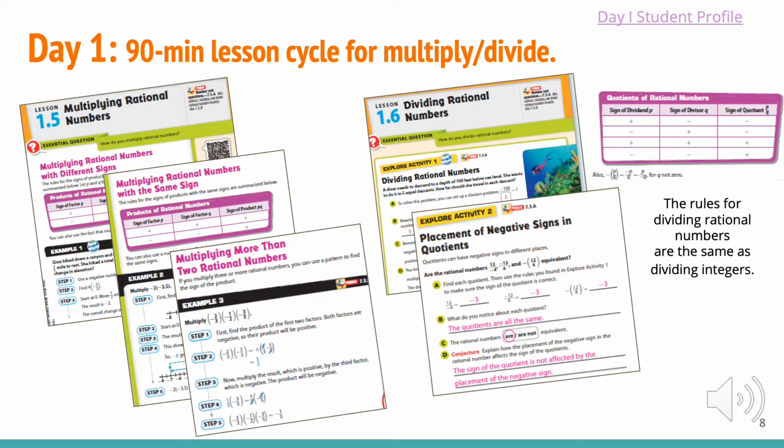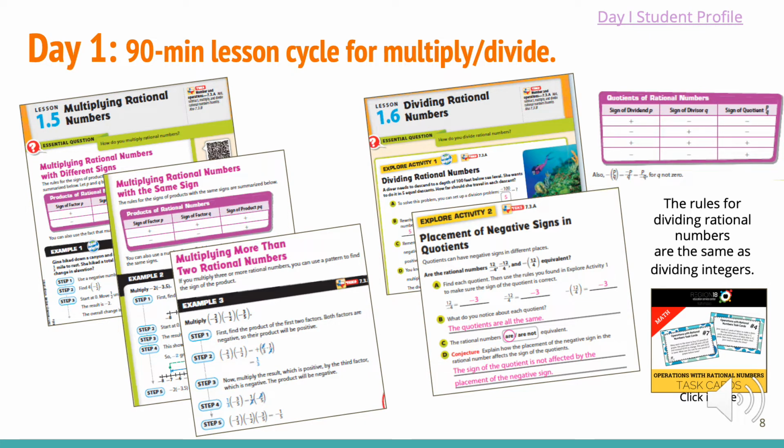Hopefully students will see that the rules for dividing rational numbers are the same as for dividing integers. There also is an additional resource here from Region 18 where you can add in some task cards at the end of the lesson. Simply click the image.